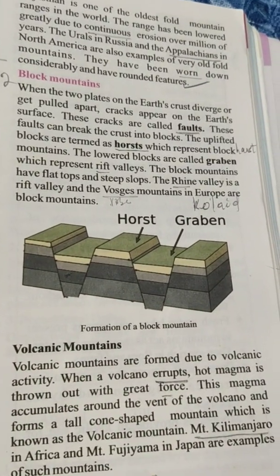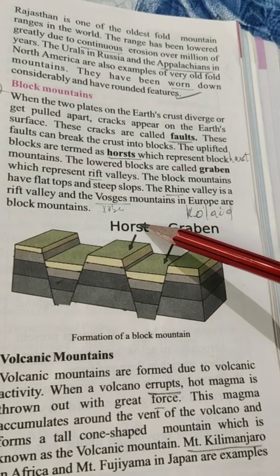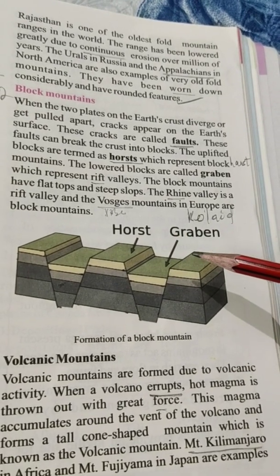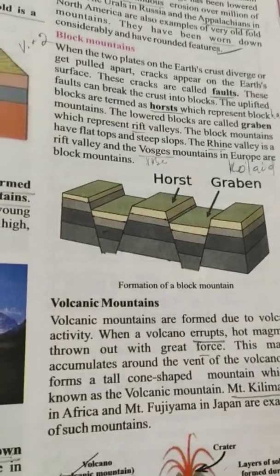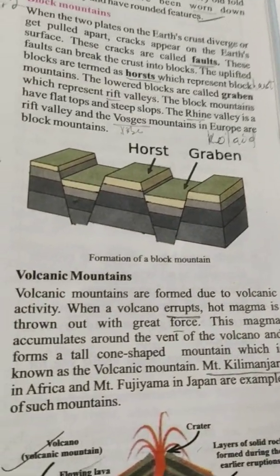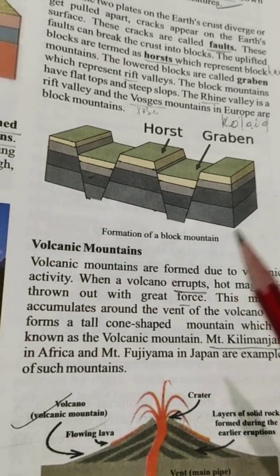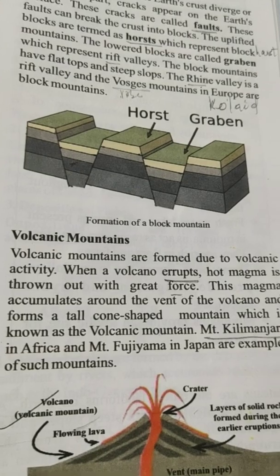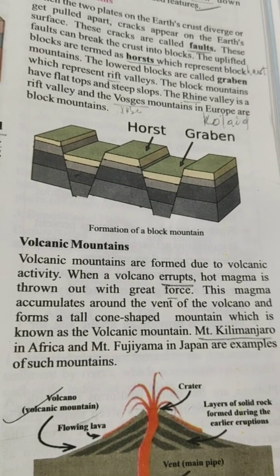See children, formation of a block mountain. This is horst, this is graben. Next we'll see volcanic mountains. Third type of mountain. Volcanic mountains are formed due to volcanic activity.